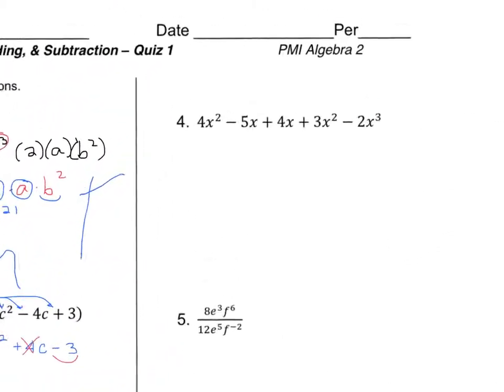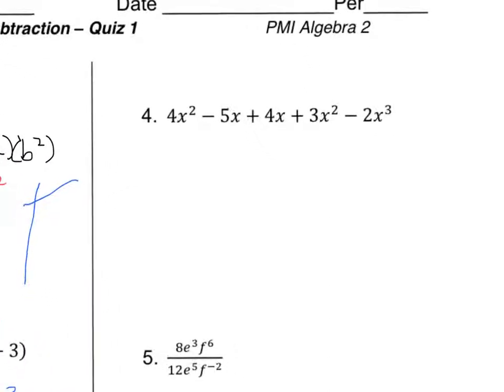Let's move on to problem number 4. Problem number 4 is simply a combine like terms. 4x squared and 3x squared, that's 7x squared. Negative 5x, positive 4x, that's negative 1x or negative x.